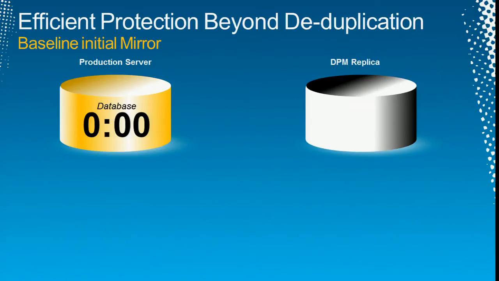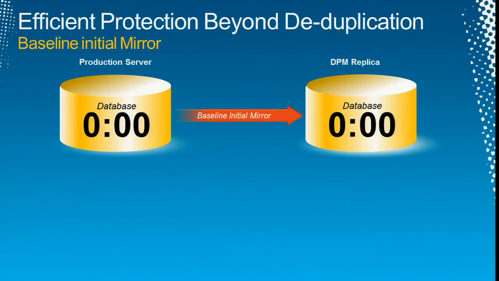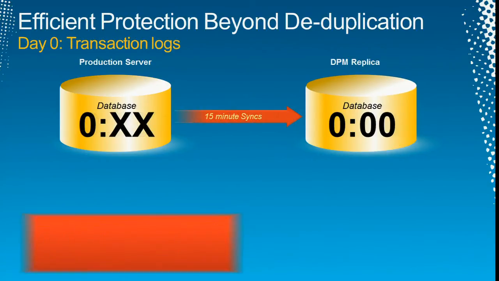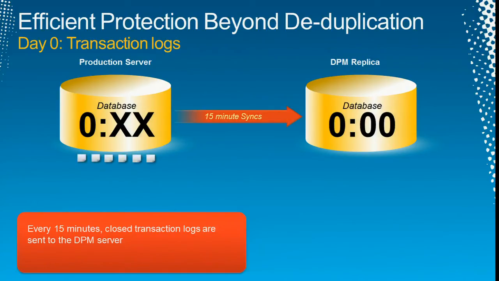So we have our first replica, and in this slide, let's say it's day 0, it's midnight, and we take the replica. So baseline, initial mirror, first copy, everything comes over. We've got a replica on the DPM box. And then we have a synchronization window. In these examples, I will use every 1 day at midnight, we'll do an express full backup. And everything else, every 15 minutes, we'll do the transaction logs, the synchronization. So every 15 minutes, we're going to ship the closed logs to the DPM server.